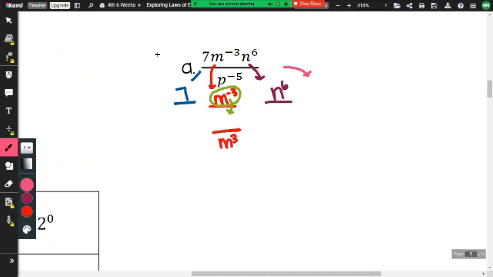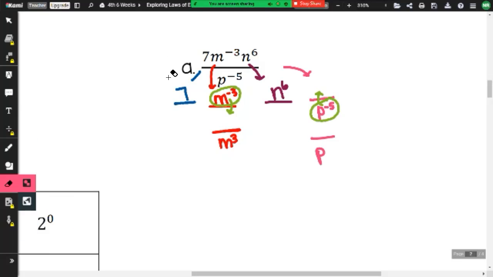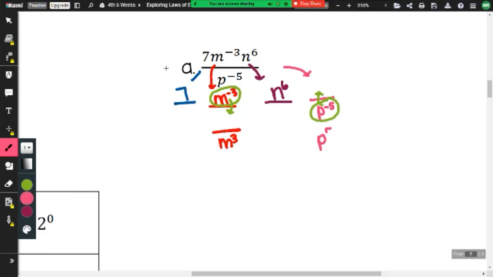Last group is my P's. I have P to the power of -5 on what side of the fraction? Bottom. P to the power of -5. Can I leave it there? No, you cannot have a negative exponent. So I'm going to grab that negative exponent and move it to the top. Oh, my bad, I put it on the bottom. Making P to the power of +5 at the top of the fraction. I grabbed it from the bottom, moved it up.